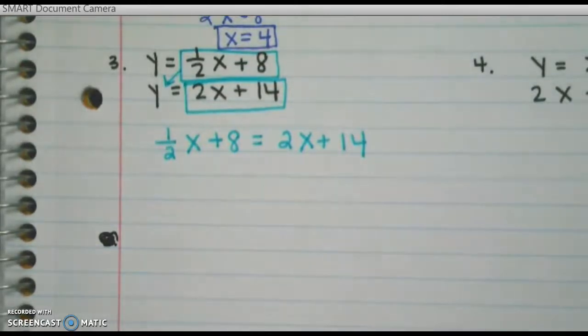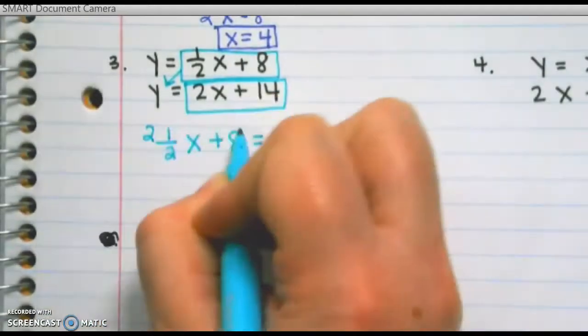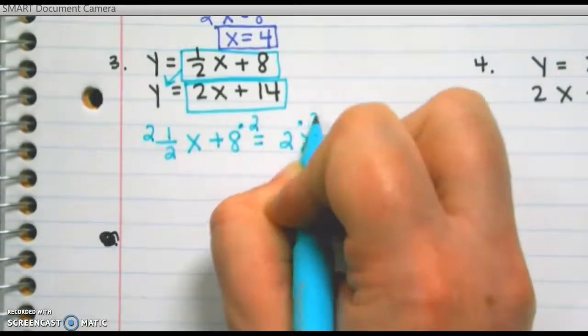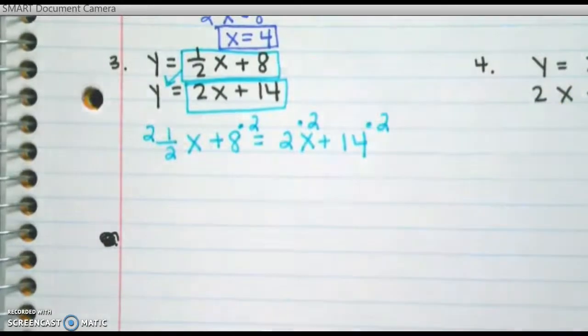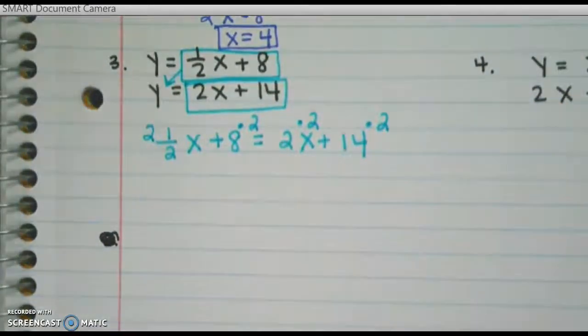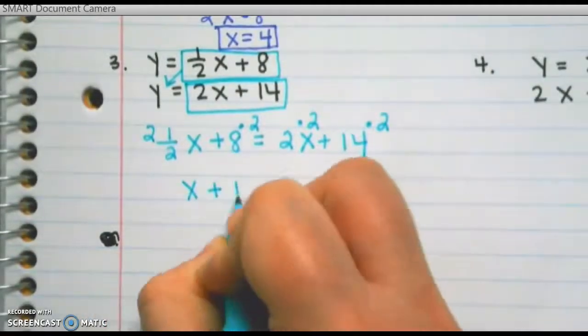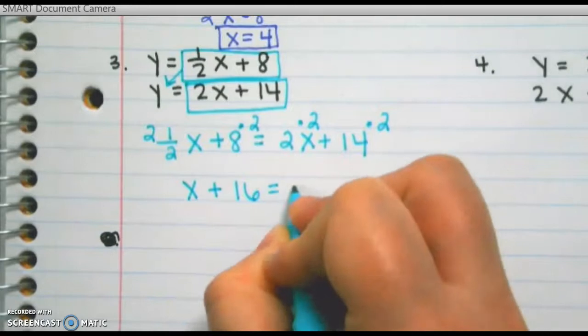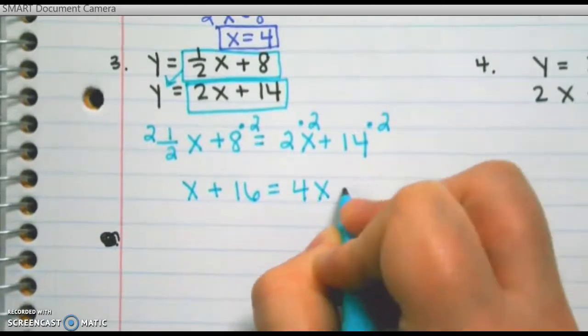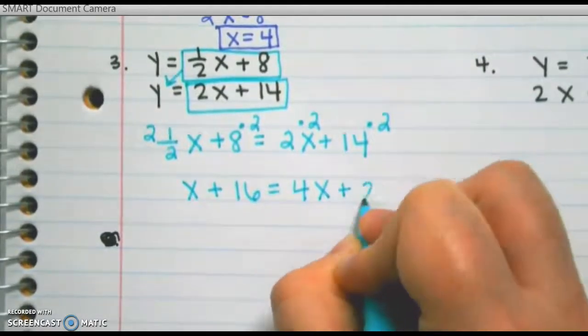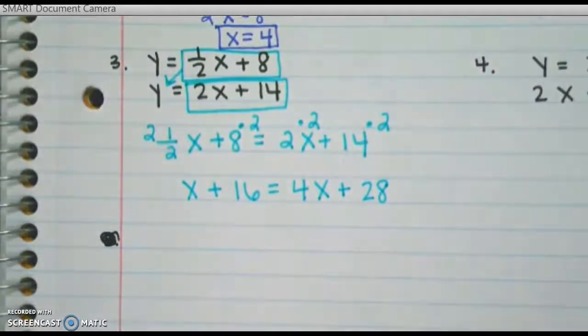All right, I will remind you, whenever you have a fraction, how do you get rid of a fraction? You multiply by the denominator. So I'm going to multiply all of the terms by 2 because that's the denominator of the fraction that's there. So 2 times 1/2 is 1. 8 times 2 is 16. 2x times 2 is 4x. And 14 times 2 is 28.